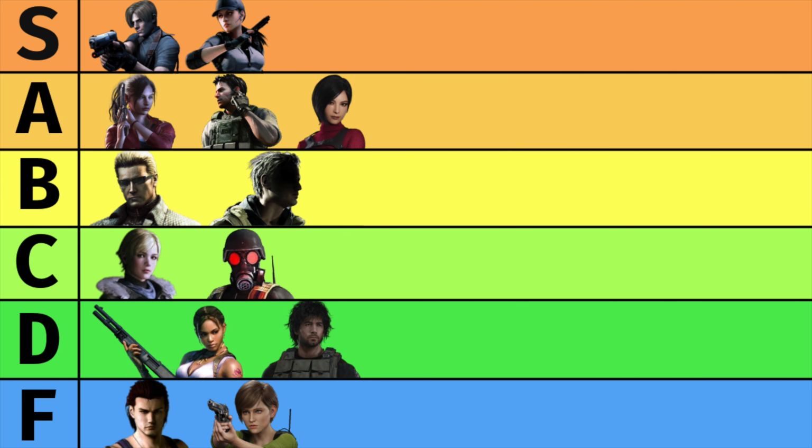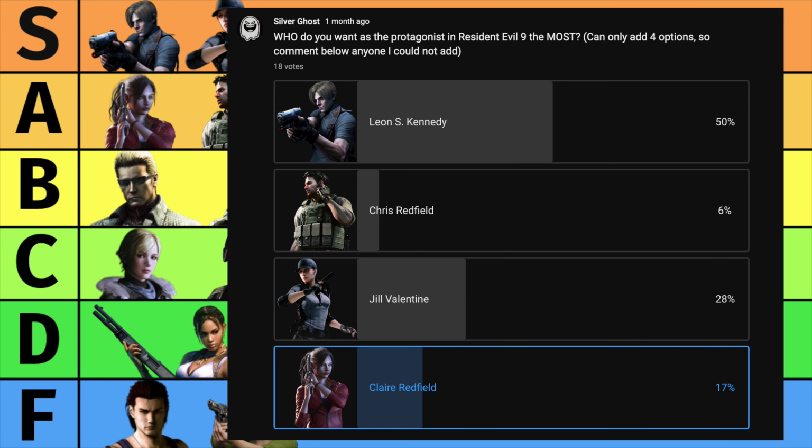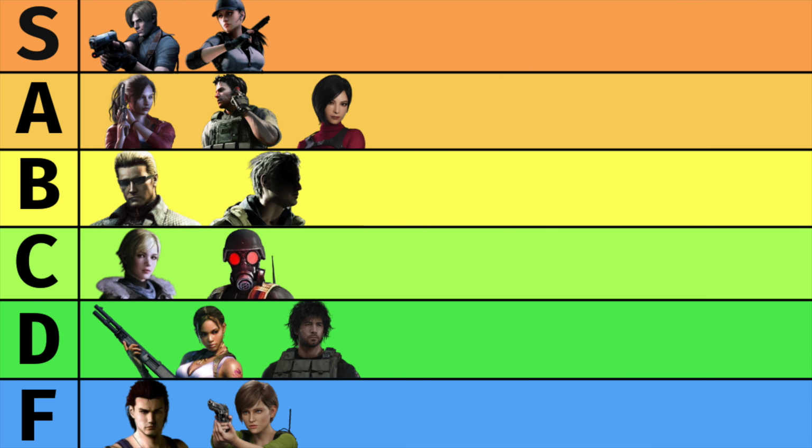But back to my opinions. So, Leon and Jill can stay exactly where they are. They are definitely S-tier characters. Not only because of their popularity, which is clearly apparent in this poll I ran recently, asking which character should be the protagonist of Resident Evil 9, but also because they have a huge role in the story.